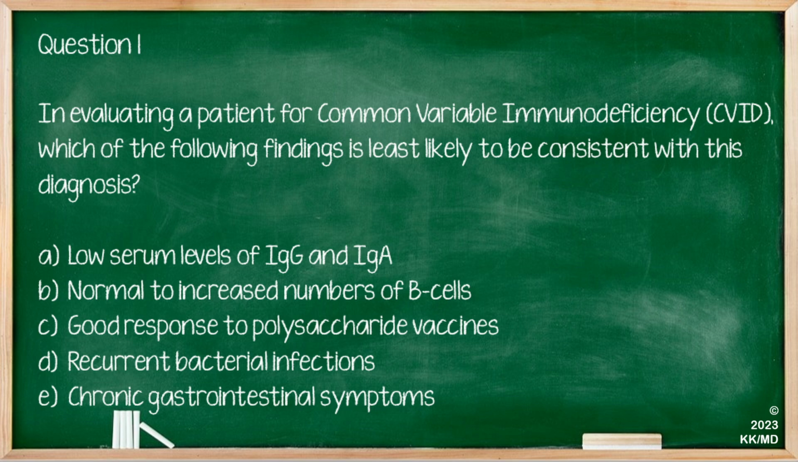So the answer which is consistent with the least likely finding in a person with CVID would be option C, a good response to polysaccharide vaccines. You will remember that this is actually one way that we test for presence of the condition by looking for a response to past immunizations, which may well be weak in these patients. All the other options may be seen in a person with CVID.